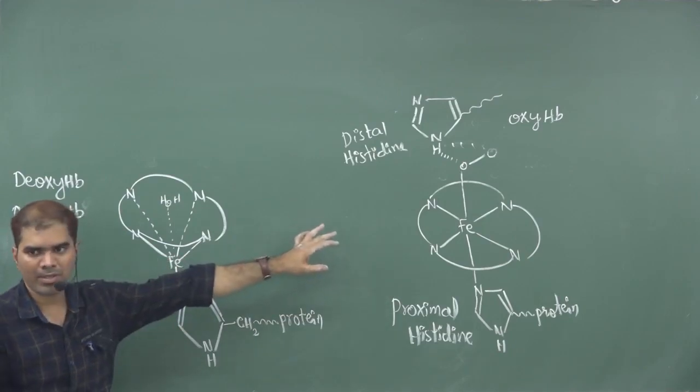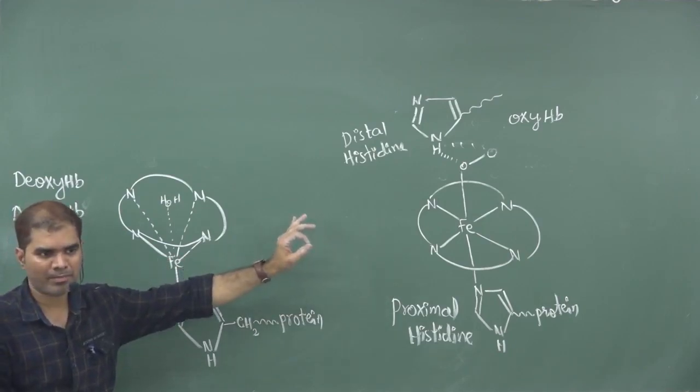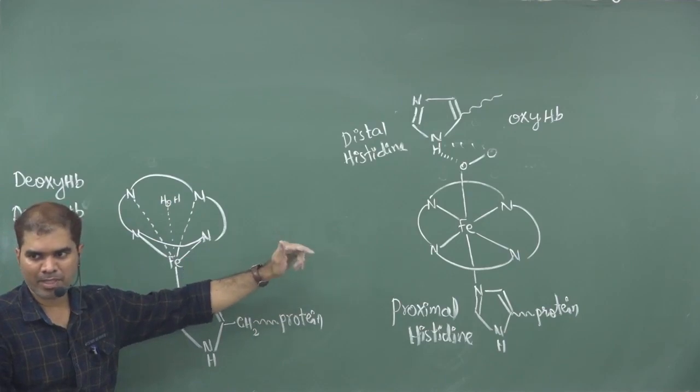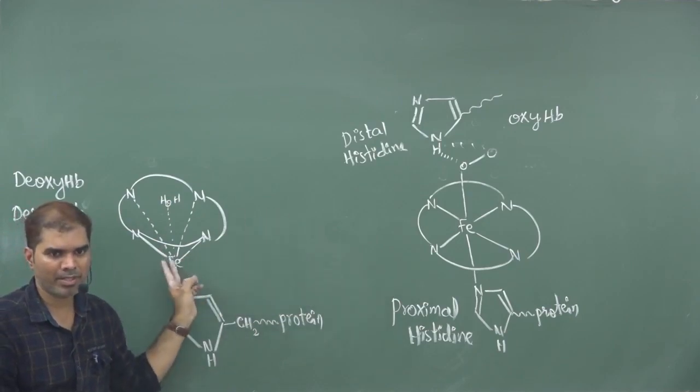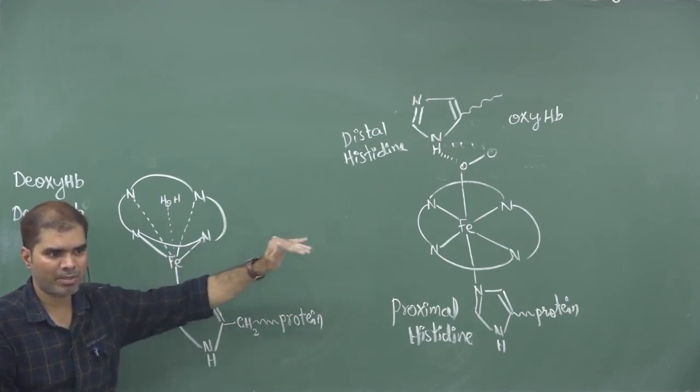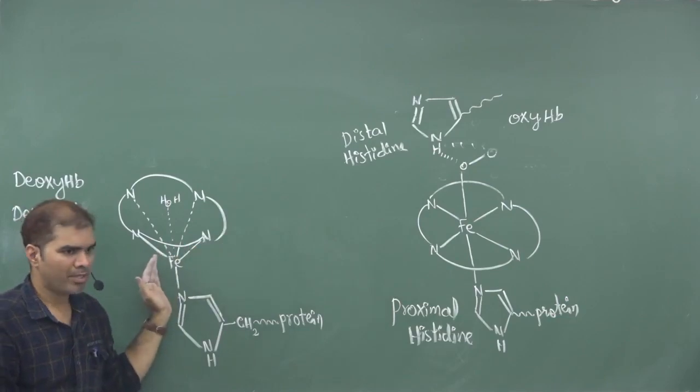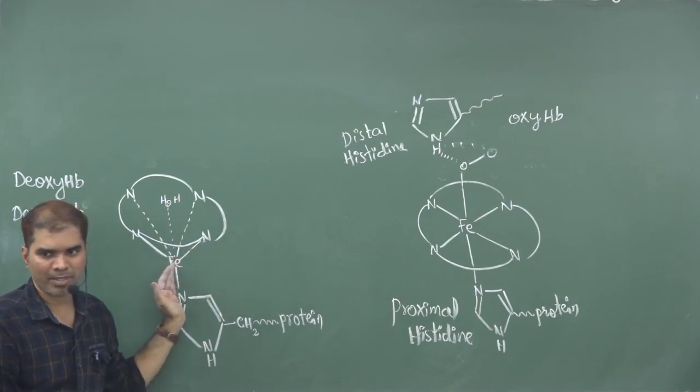Coming to oxyhemoglobin, what is the geometry? It is called a perfect octahedral. So geometry: distorted octahedral or distorted square pyramid for deoxy, perfect octahedral for oxy. Geometry is completed. Next point that they ask you is about magnetic property.